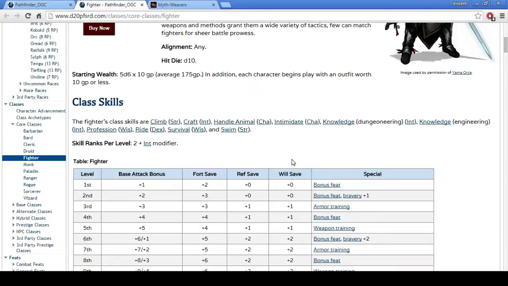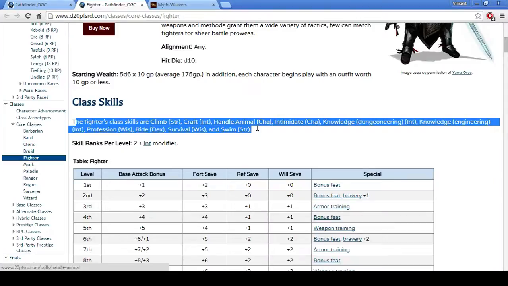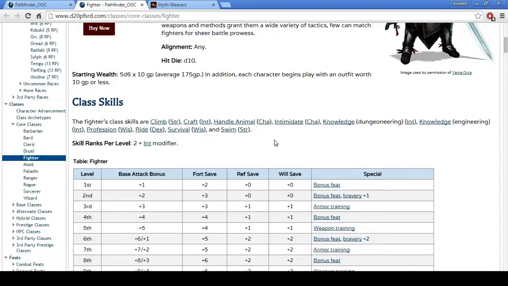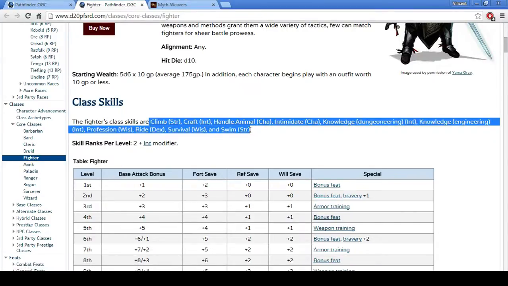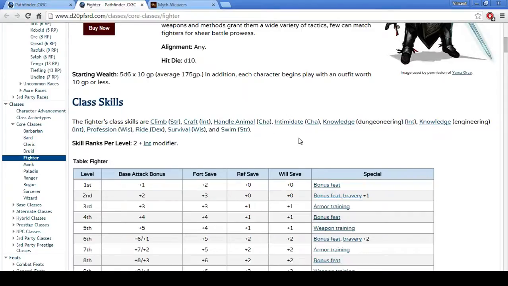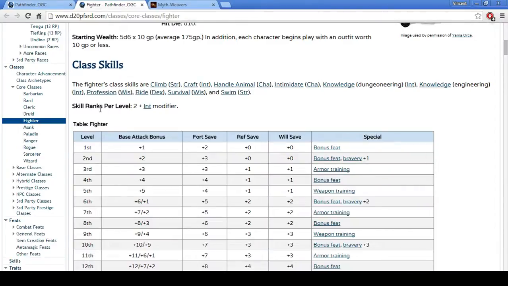All right. Then a couple of other things that you want to look at. It's going to tell you here what your class skills are. These are skills that you're particularly good at. You can put points into your other skills, but these are the skills you're going to get a bonus to for having them be class skills. So this is stuff you're going to be good at. Later when we're picking skills, keep this in mind. It's also going to tell you your skill ranks per level. Every level you're going to get 2 plus your intelligence modifier.